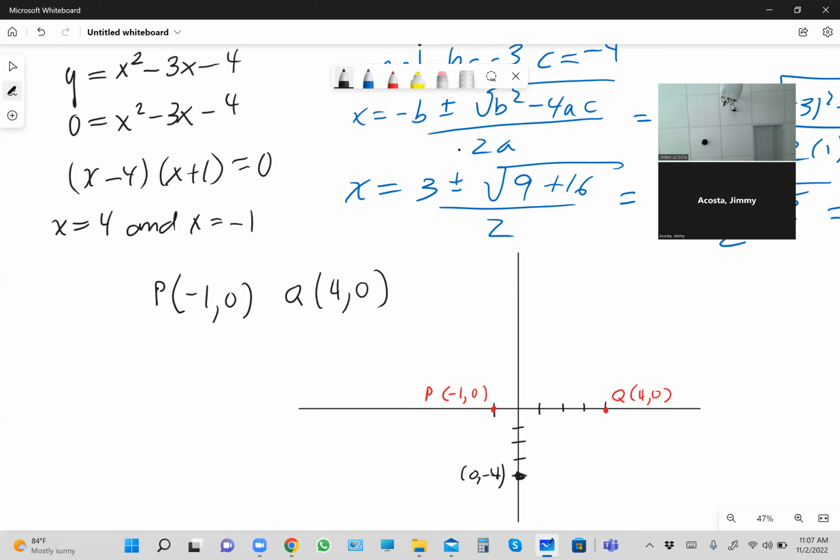Can you do completing the square? Yes. But now, how about my line of symmetry? Can I just get my line of symmetry here? What's my line of symmetry? My line of symmetry here will be x equals -b/2a. That's a quick trick. In fact, half of your quadratic formula.